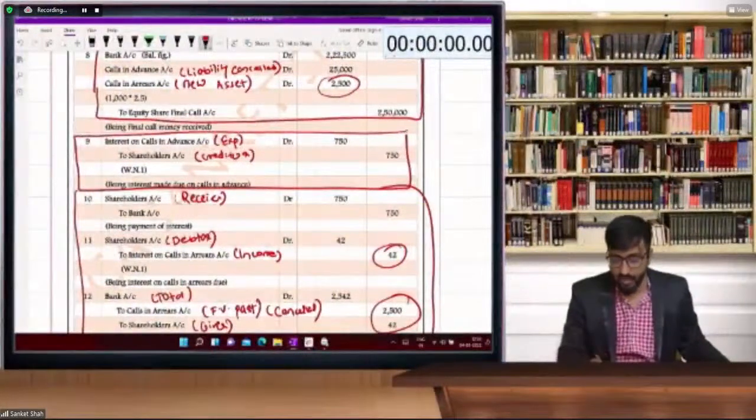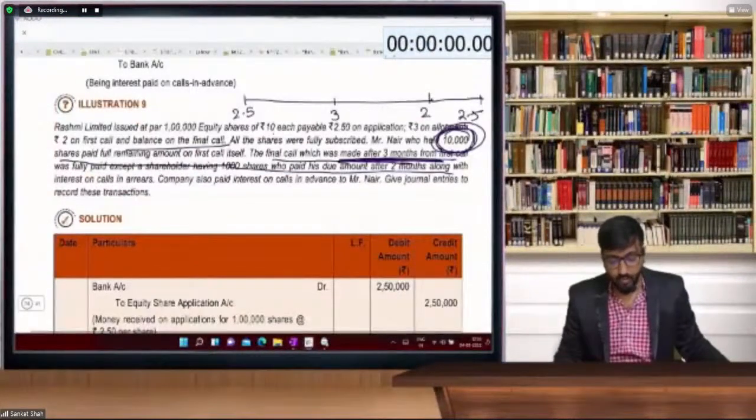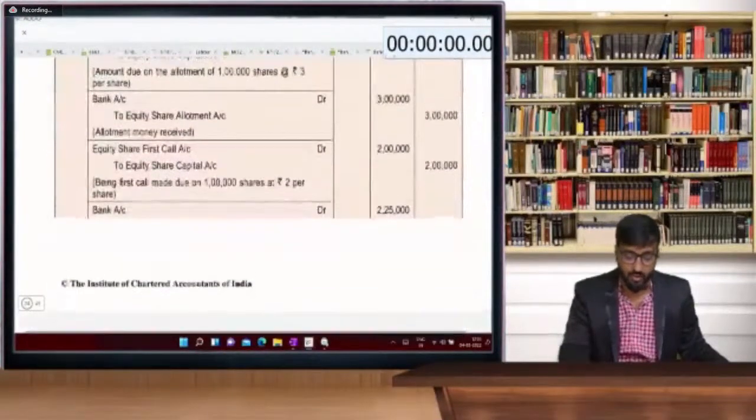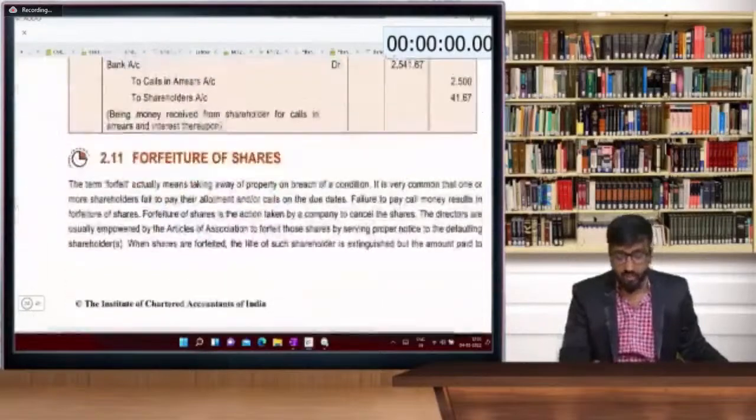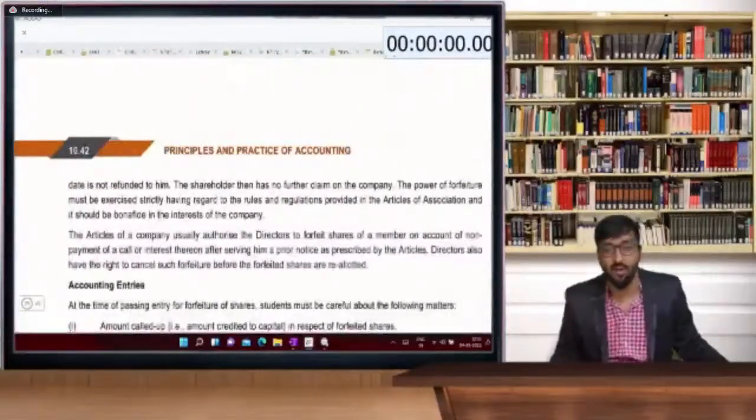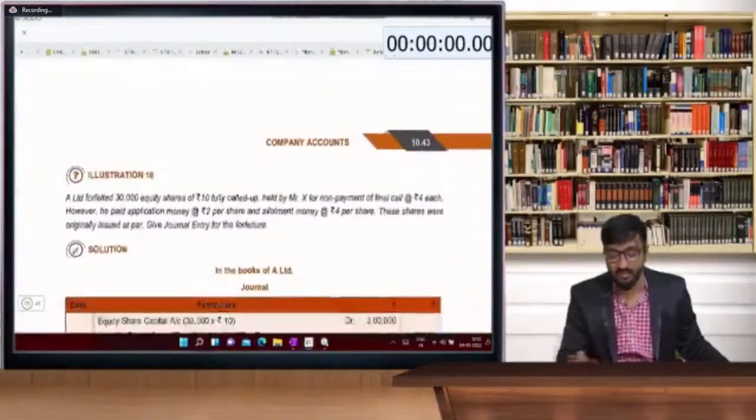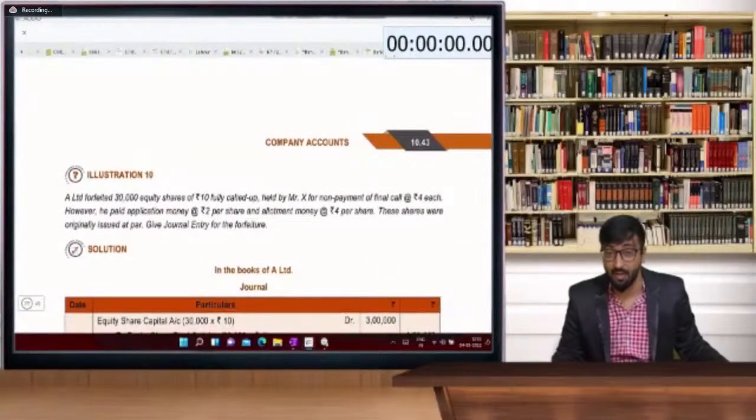Welcome back once again after the break. So illustration number 9, actually it is an A plus category question. Now let's move to the next concept, illustration number 10, that is forfeiture of shares. I know students are not thinking this is a very difficult one, and I will give you some techniques for solving this illustration number 10.